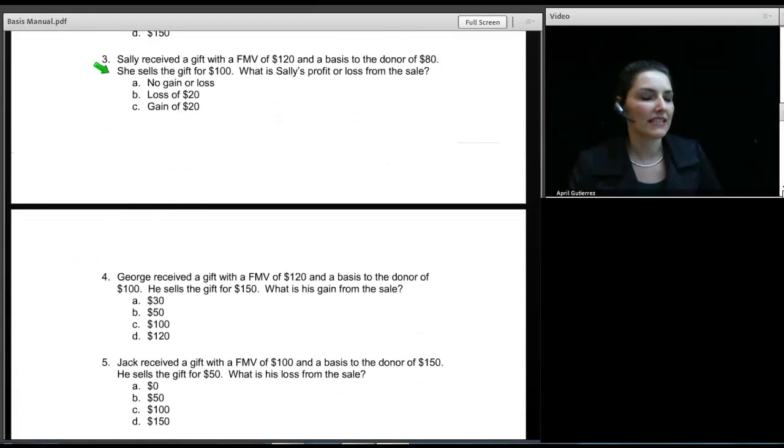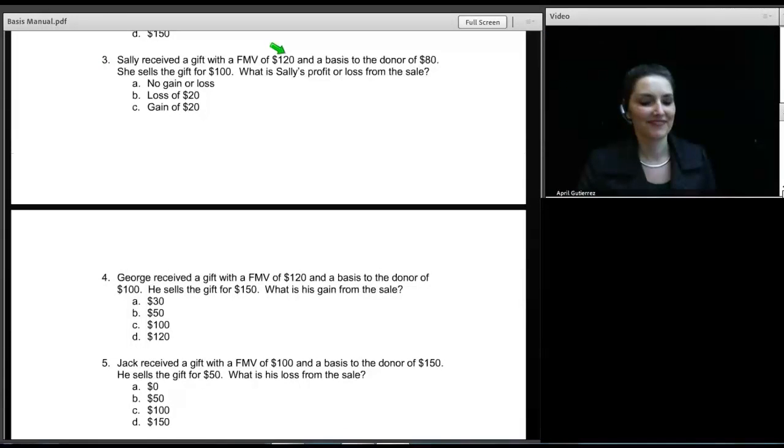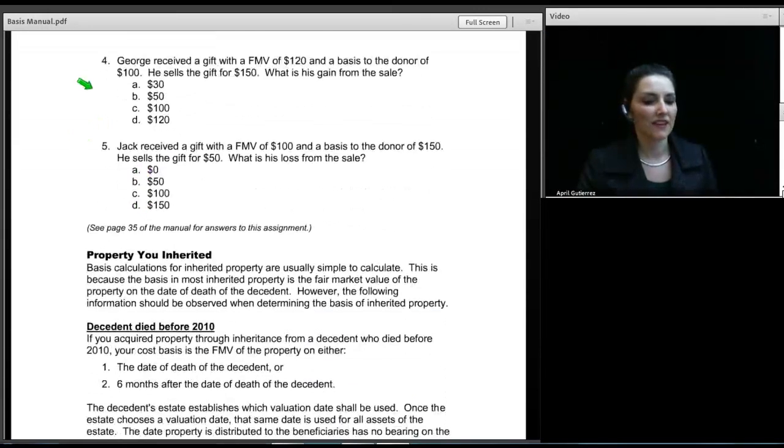Next one, Sally received a gift with a fair market value of $120 and a basis to the donor of $80. She sells the gift for $100. What is her profit or loss from the sale? C is the correct answer. Go on to number 4.